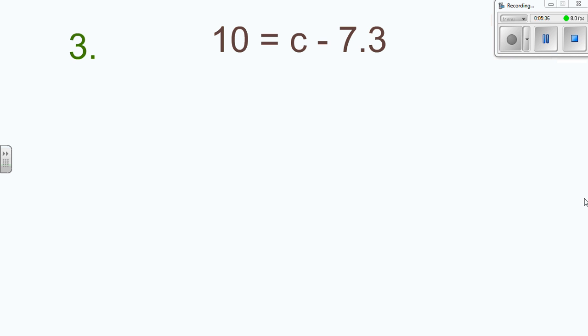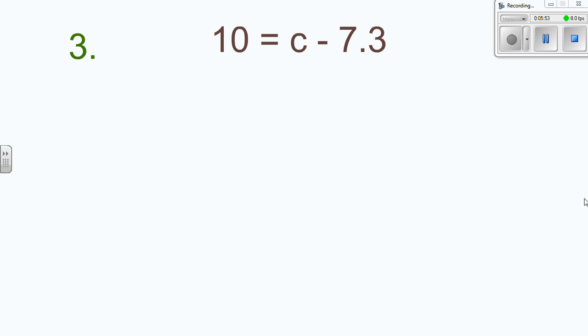For example 3, I kind of switched things up on you a little bit. Sometimes the variable is not always on the left-hand side. Sometimes it is located on the right-hand side. So I'm going to show you how we can still solve this problem. I also included decimals in there. We can still solve it, no problem.